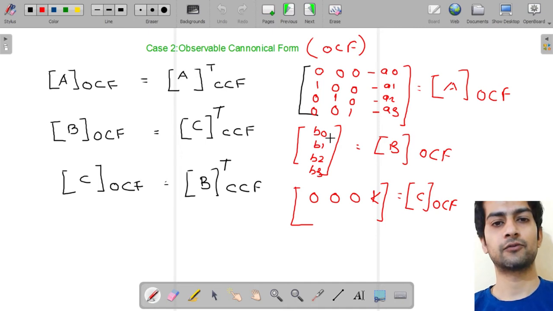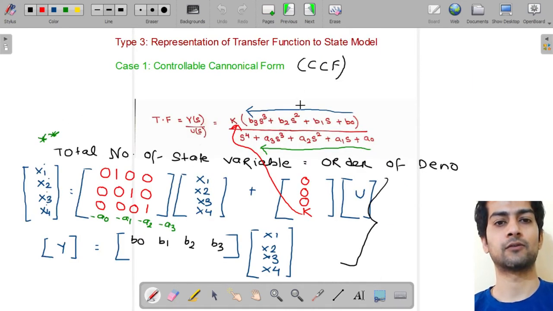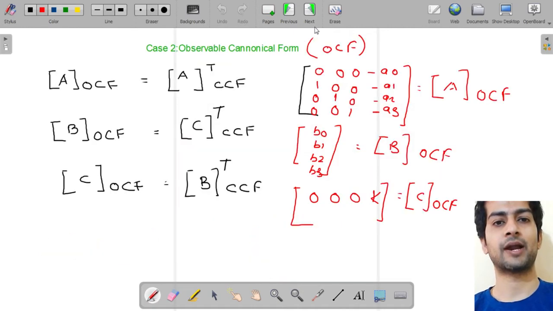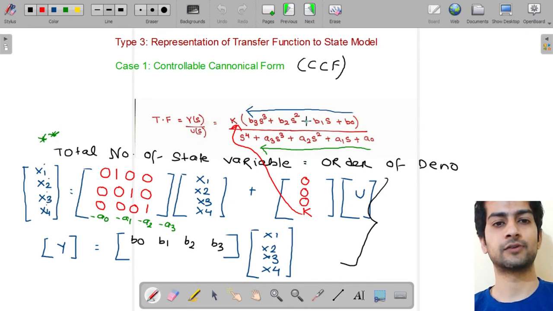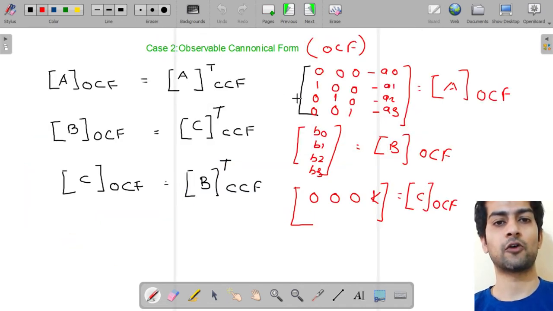Now similarly, if you want to see matrix B, see what we are getting for matrix B. Write the coefficients for matrix B. This one, this one, this one, this one. In CCF, this was coming for matrix C, but for OCF, it will come for matrix B. For matrix B, write the coefficients of the numerator in reverse order without opposite sign.